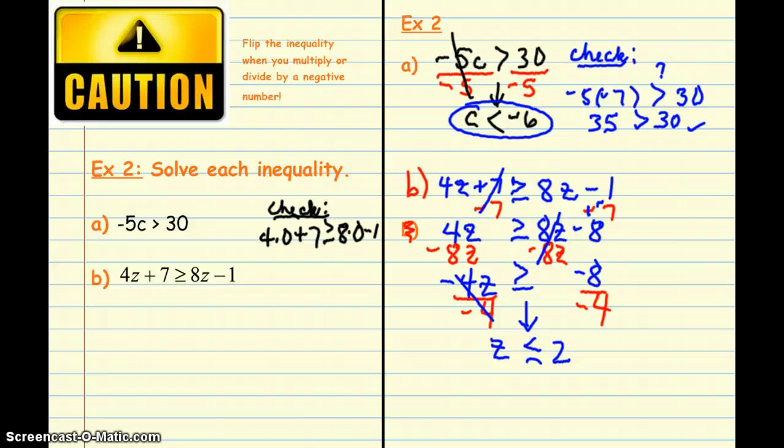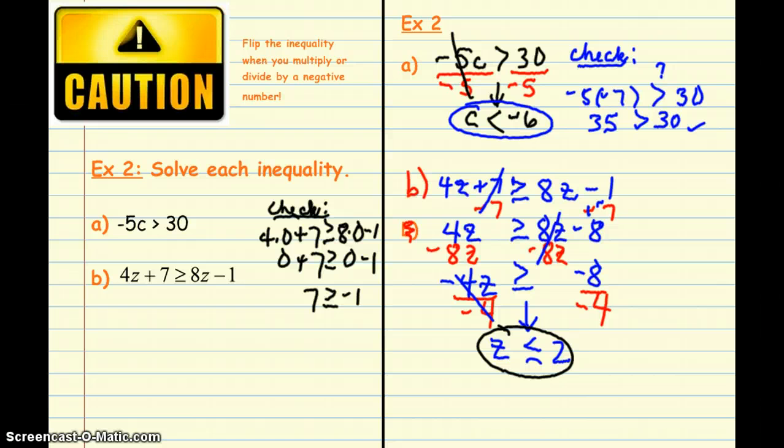4 times 0 is 0. 8 times 0 is 0. 0 plus 7 is 7. And 0 minus 1 is negative 1. 7 is greater than or equal to negative 1. So then we know that z is less than or equal to 2 is the solution to this particular problem.